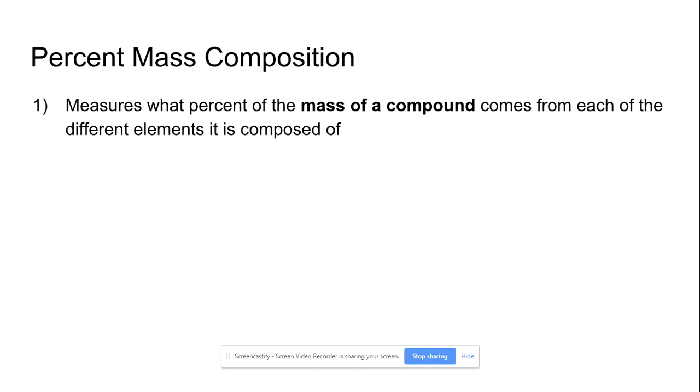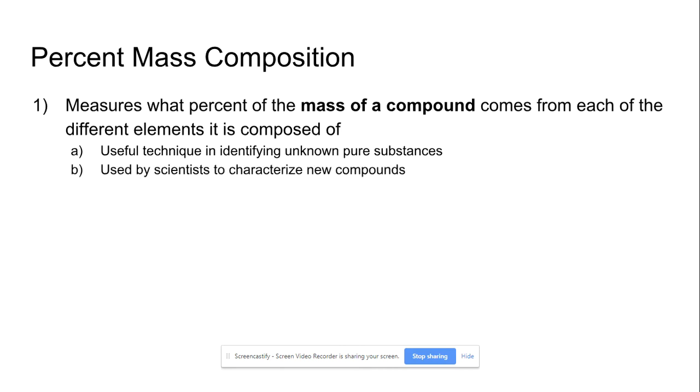So percent mass composition or percent composition by mass, sort of the same thing, measures what percent of the mass of a compound comes from each of the different elements it's composed of. And so this is a useful technique if you're trying to identify an unknown but pure substance, or if you're a cool scientist and you've made a new compound and you want to characterize it. It's a pretty sweet step in that whole process.